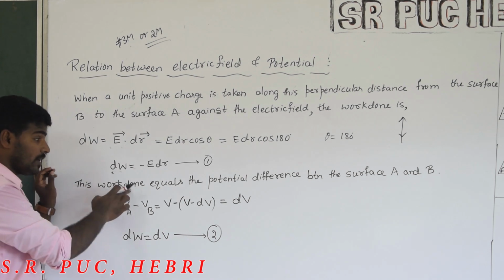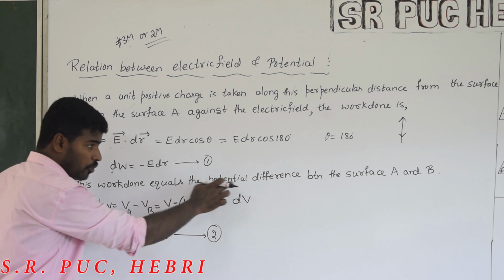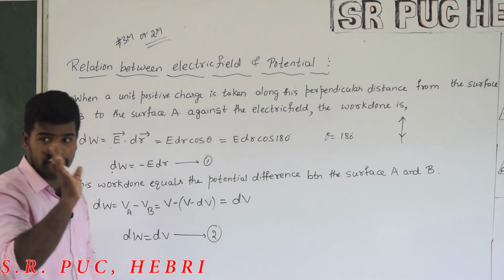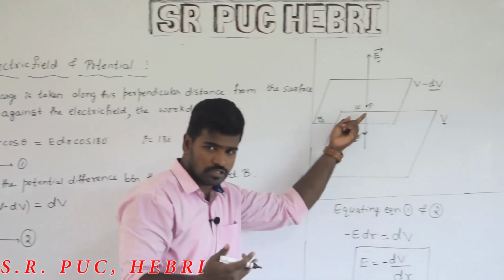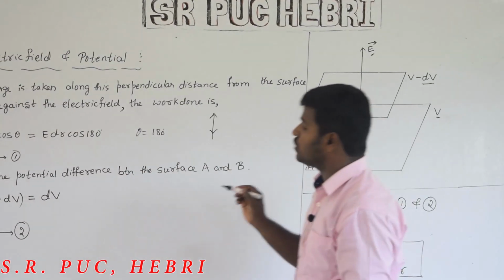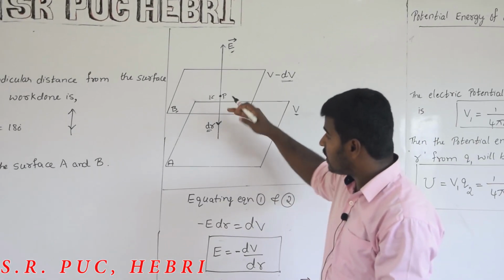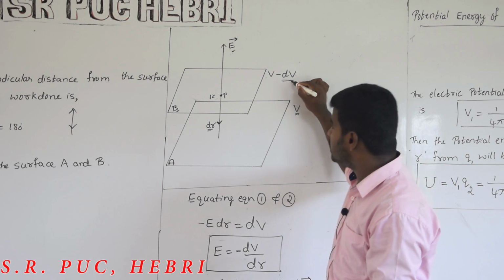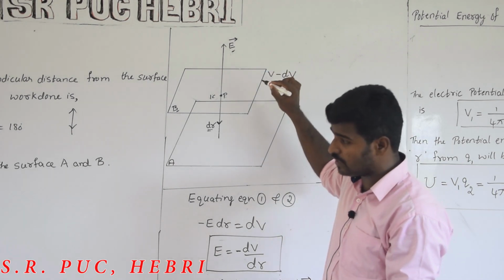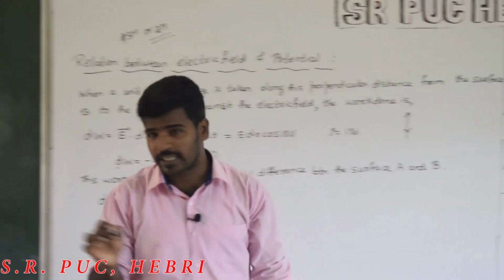Now this work done is equal to the potential difference between the surface A and B. Here the work done is taken in terms of a unit positive charge. Therefore this work done is equal to the potential difference between the surface A and B. In general, the surface A has potential V, and the surface B has potential V minus dV.